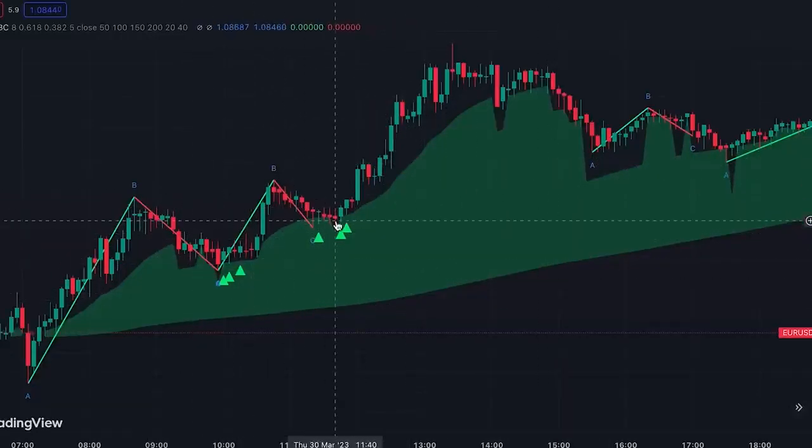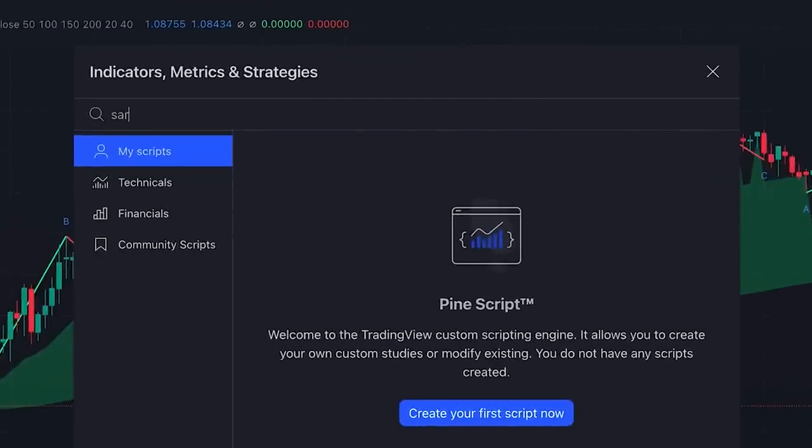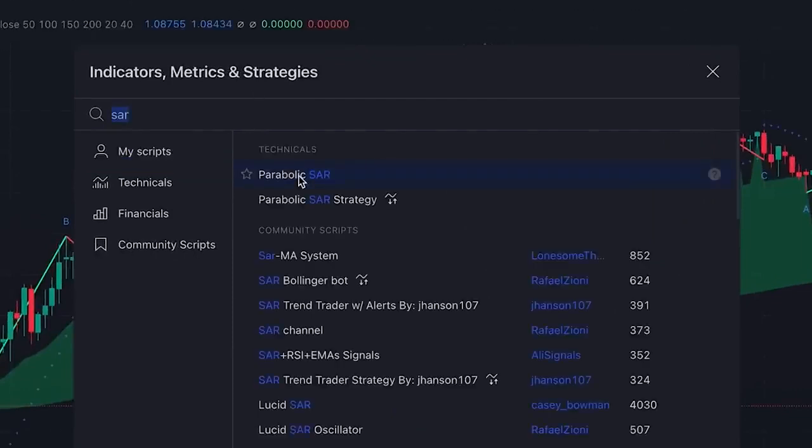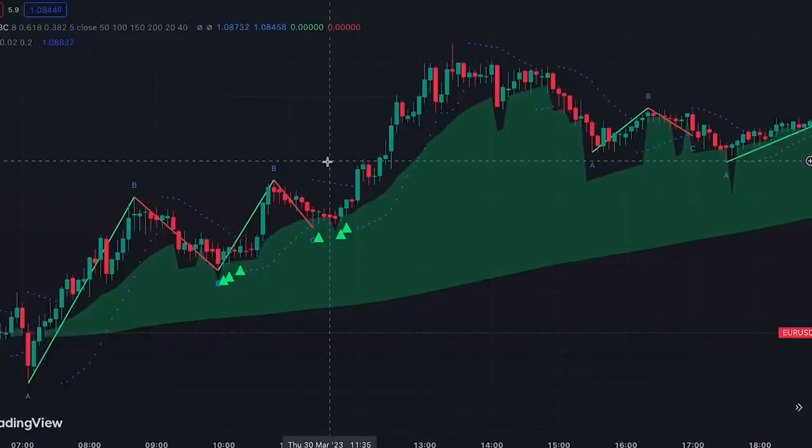And now we want to add another layer of confirmation so we can decrease our risk as much as possible by filtering the early signals or false signals. For this purpose, here we click on indicators and we search parabolic SAR. We add this one, which is a built-in indicator on the TradingView platform. We will use this indicator with its default settings.